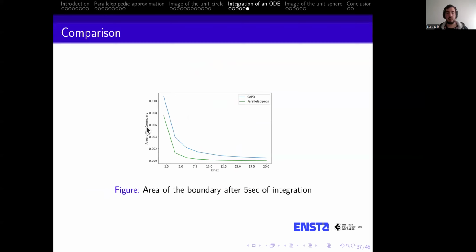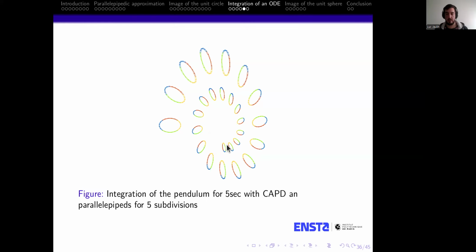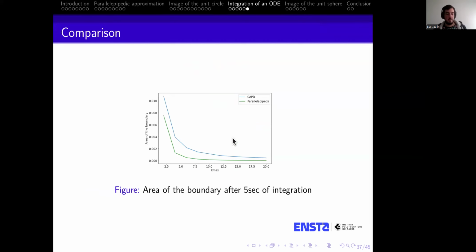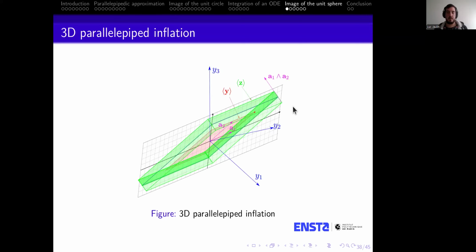Once again, if we take a look at the area of the approximation depending on the number of subdivisions, we see that we seem to converge in epsilon square, we converge faster. This is after the 5 seconds of integration, meaning that these areas correspond to the last set. So this works in 2 dimensions, but as you saw earlier, the parallelepipedic inclusion function that we gave is n-dimensional, so it doesn't depend on the dimension. So we can also use it in 3 dimensions if we want.